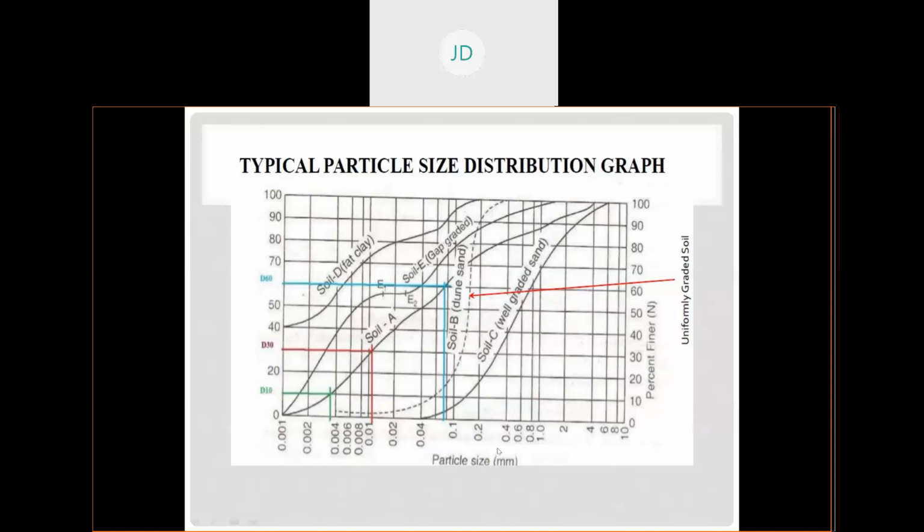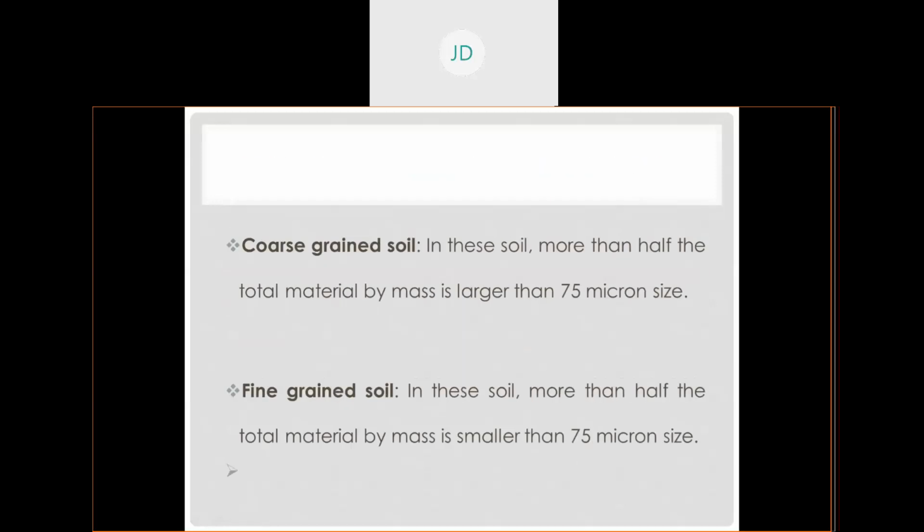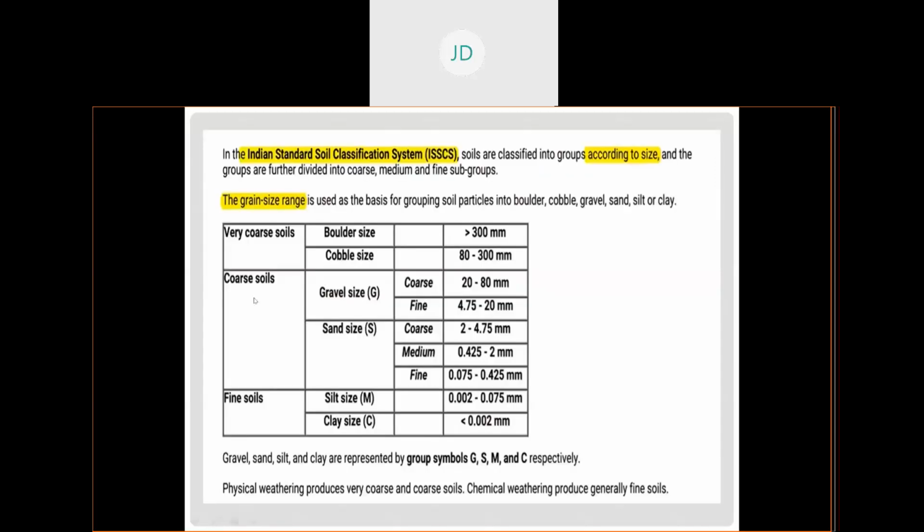We also discussed that particle size distribution is done in two ways: sieve analysis and sedimentation analysis. Sedimentation analysis is done for fine grained soil, and we will discuss that later. For now we'll discuss sieve analysis. It is done for coarse grained soil. Now, what is coarse grained soil? If you go to the tabular form above, this soil is classified by sieve analysis.